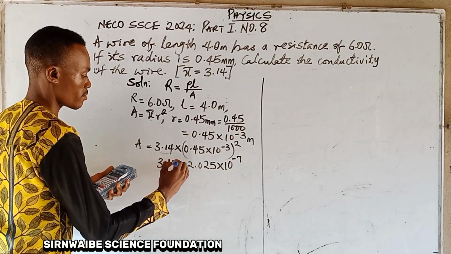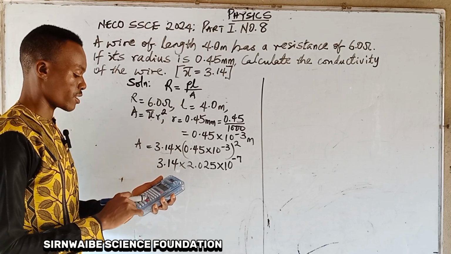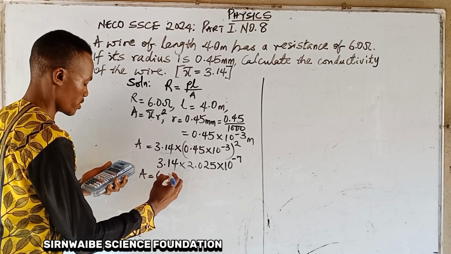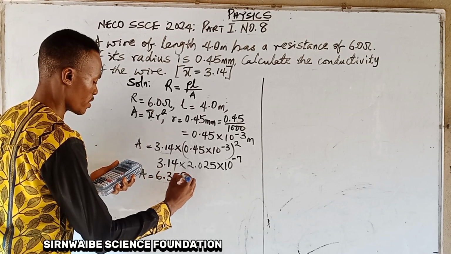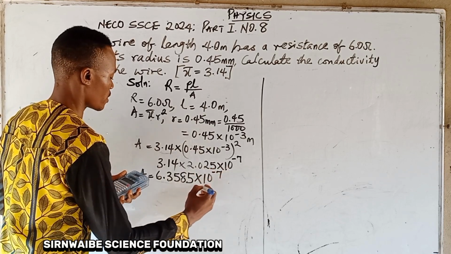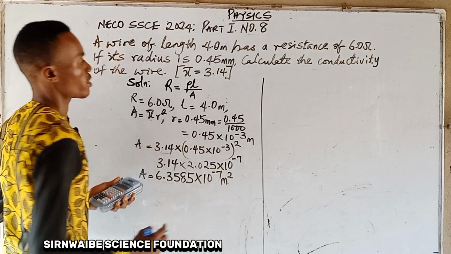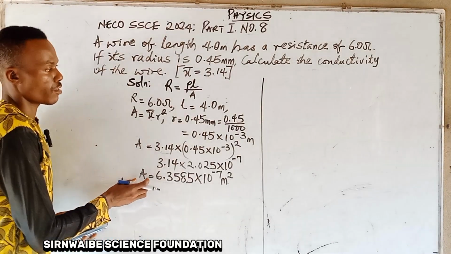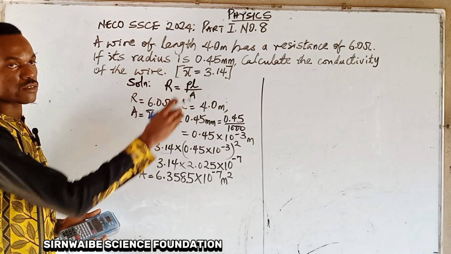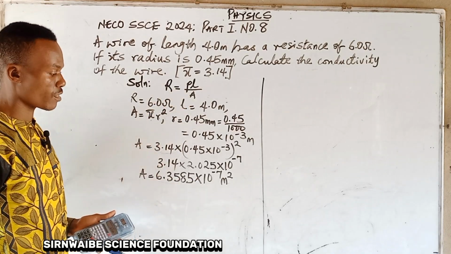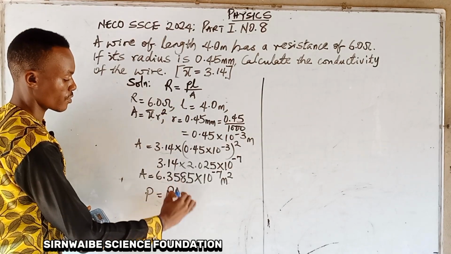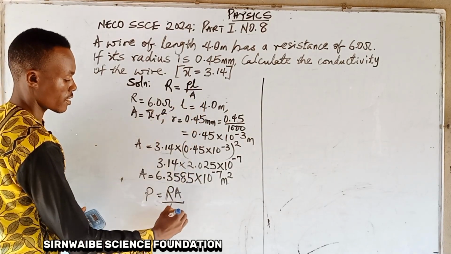So we're going to multiply it by 3.14 to give us the answer. So A now is equal to 6.3585 times 10 raised to power minus 7 meter squared. We have obtained the value of A. So what we now look for is the value of ρ, which is not given. In order to get it, we make ρ the subject of the formula. ρ now will be R times A all over L.